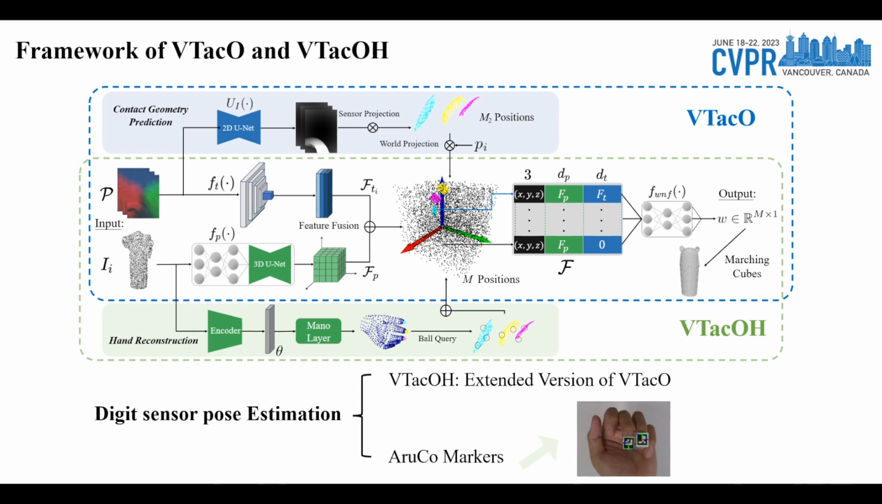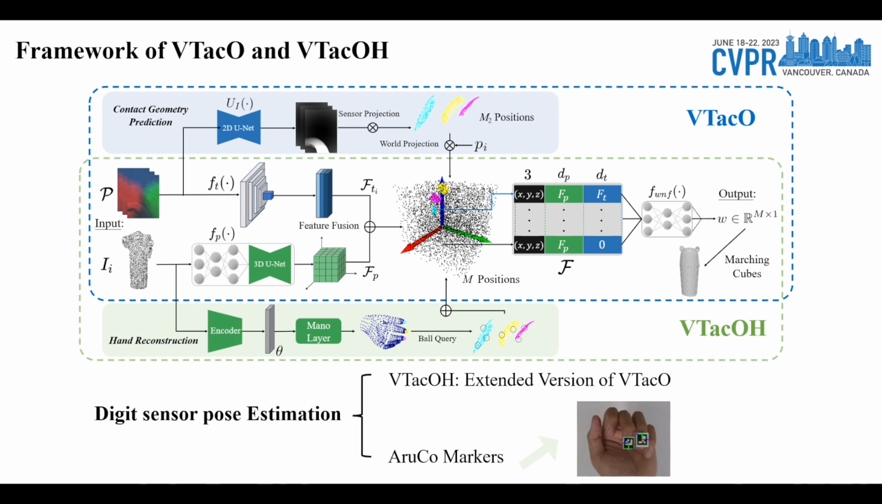For the latter option, since the input point cloud contains a view of the in-hand object, it allows us to reconstruct the hand alongside the object. We can infer the poses of tactile sensors based on the prior that they are attached to the fingertips. We can infer the poses with hand kinematics. To jointly learn visual-tactile hand-object reconstruction, we introduce VTacOH.